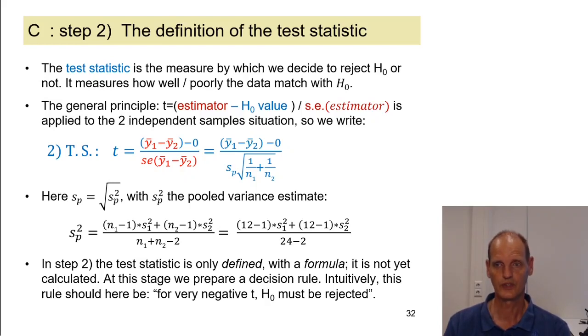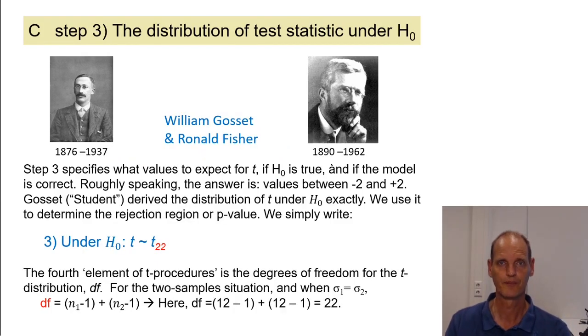Intuitively the rule should be that for very negative T, the null hypothesis must be rejected. So if y bar 1 is much smaller than y bar 2, then there is clear evidence that the alternative hypothesis is true, and only in that case. So we want very negative T for rejection of the null hypothesis.